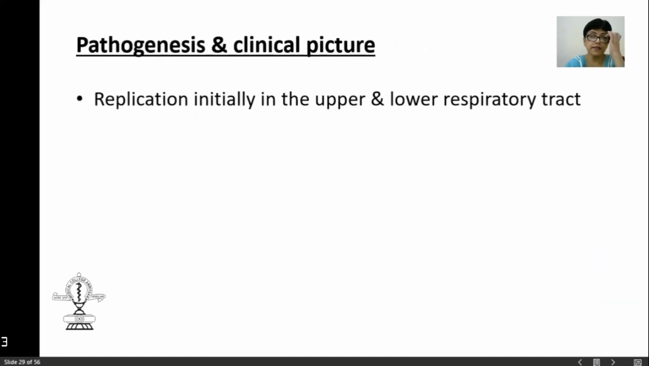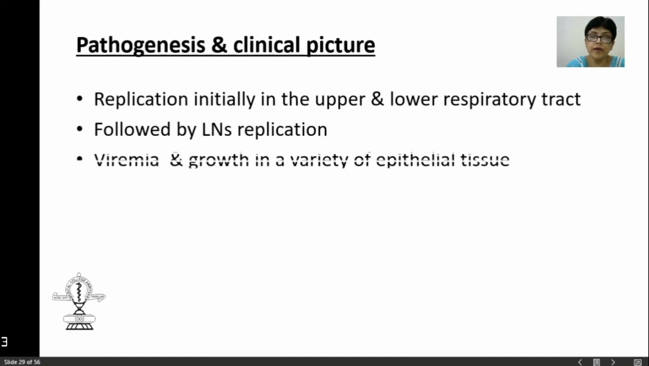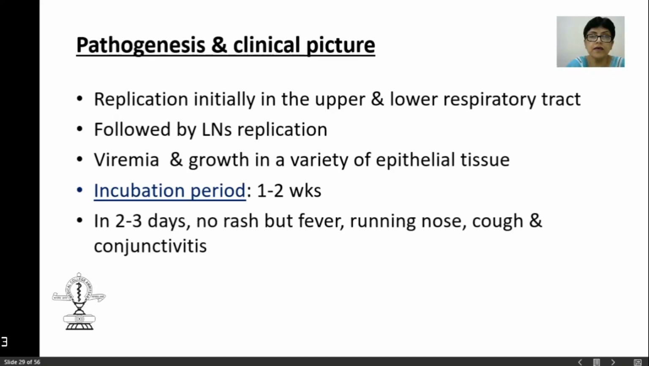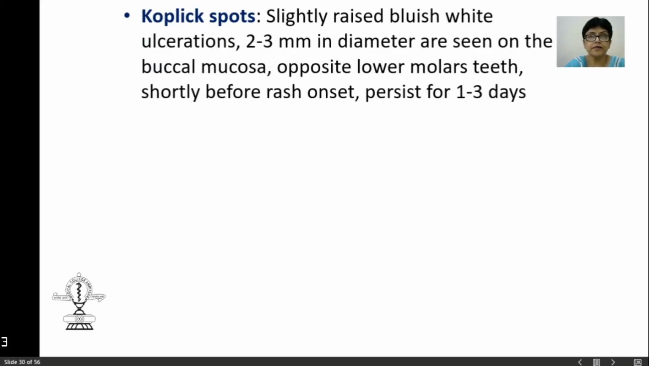The pathogenesis and the clinical picture: replication is initially in the upper and the lower respiratory tract, followed by lymph node replication. Viremia and growth will happen in a variety of epithelial tissues, leading to an incubation period of 1 to 2 weeks when there is no rash but fever. First of all, the runny nose symptoms will appear.